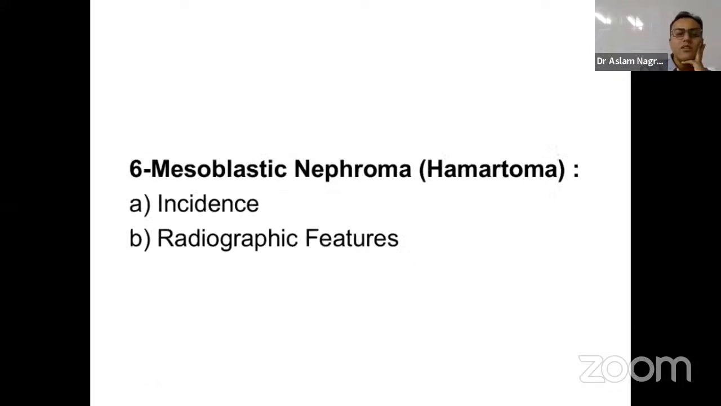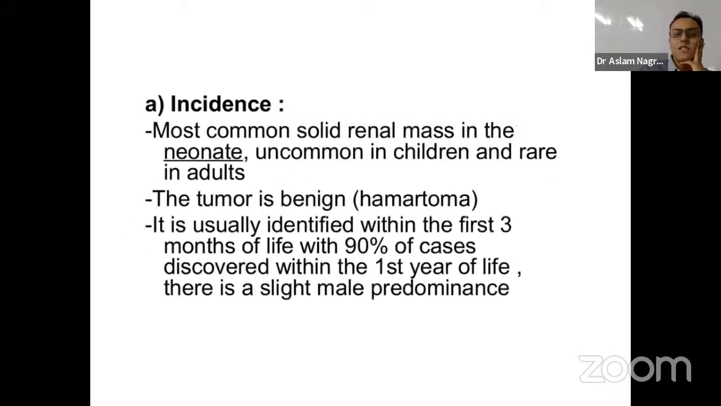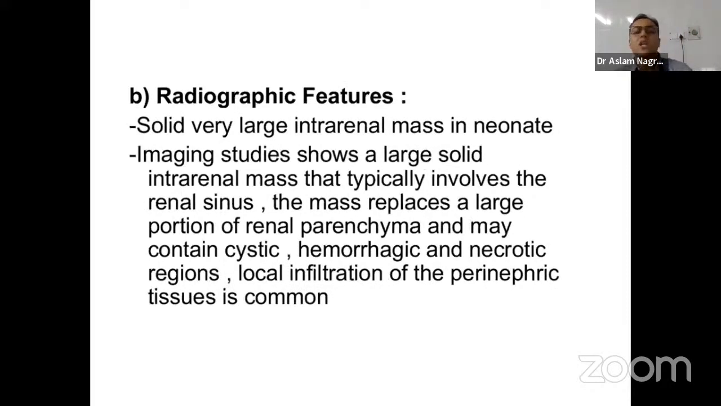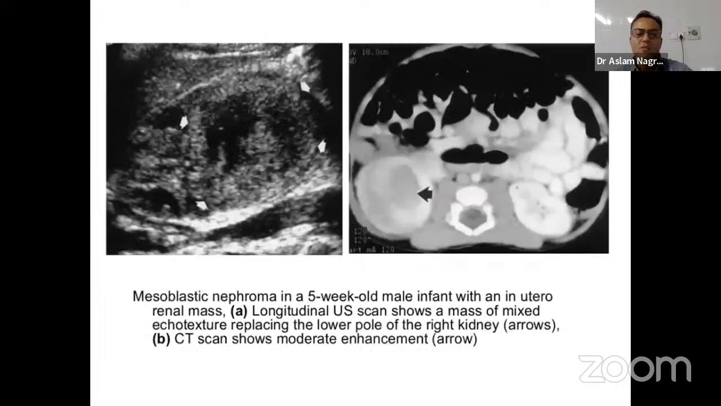Then there is mesoblastic nephroma, hamartoma. It's the most common solid renal mass in the neonate, uncommon in children and rare in adults. The tumor is benign, usually identified within the first 3 months of life, with 90% of the cases discovered within the first year of life. There is a slight male preponderance. Radiologically, we'll see a solid, very large intrarenal mass in a neonate. Imaging studies show a large solid intrarenal mass that typically involves the renal sinus. Mass replaces a large portion of renal parenchyma and may contain cyst, hemorrhage, necrotic lesion. Local infiltration of perinephric tissue is common. So this is mesoblastic nephroma in a 5-week-old male.